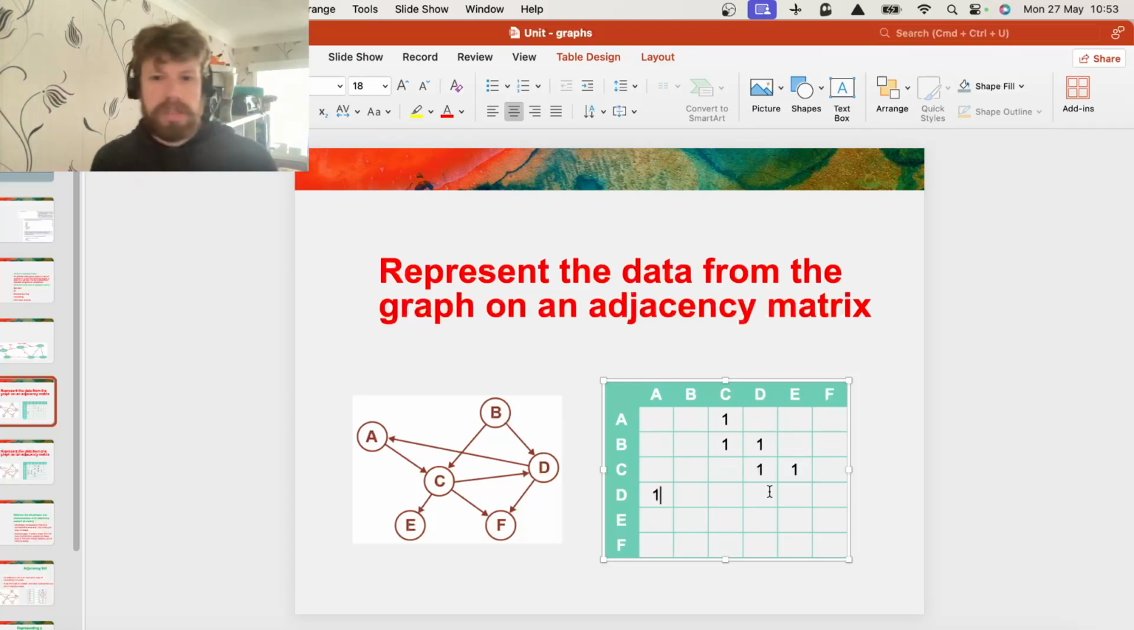And one of the other ones that we've got here is we need to have a look at C to F, because as you can see, C to F. So all I'm going to do, C to F, put 1 in here. The other one that we've got as well is D to F. So D to F, we put a 1 there. And that is a completed version of this particular directed graph here.